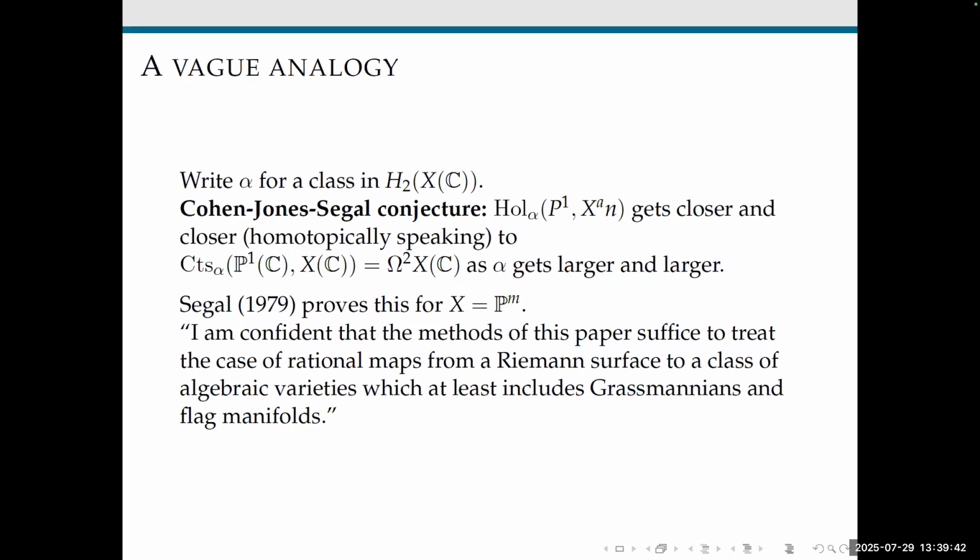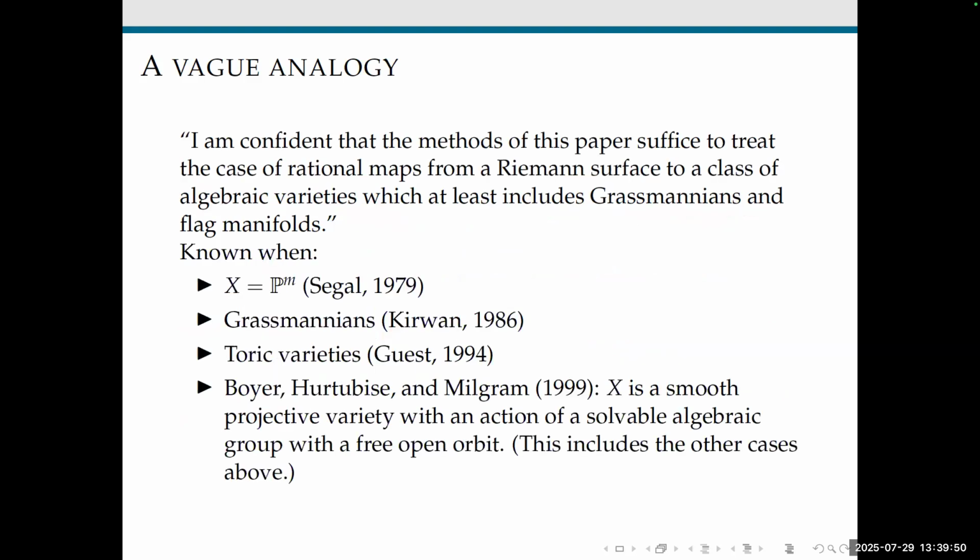And then Segal comments that he's confident that, okay, I did it for Pm, but it would probably work for Grassmannians and flag manifolds too. And that turned out to be correct. Although maybe the real topologists like Kirsten can tell me, this is kind of a long time before these actually appear. It wasn't like 1980 or 1981. But by 2005, we did know that this kind of principle held in topology for a class of varieties. This general result was due to Boyer, Hurtubise, Mann, and Milgram, which contains the other two cases.